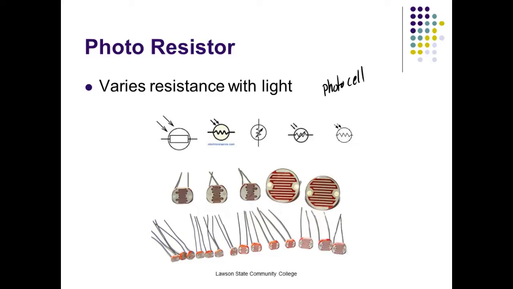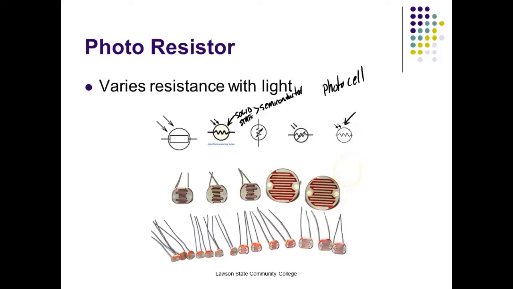Photoresistors are what most people refer to as photocells. And these are the symbols, by the way. Normally when we put a circle around a symbol, it means that it's solid state. And of course, when we use that term, it means it's made out of a semiconductor, right? It uses the property of semiconductors. This is probably the one you're going to see most often.